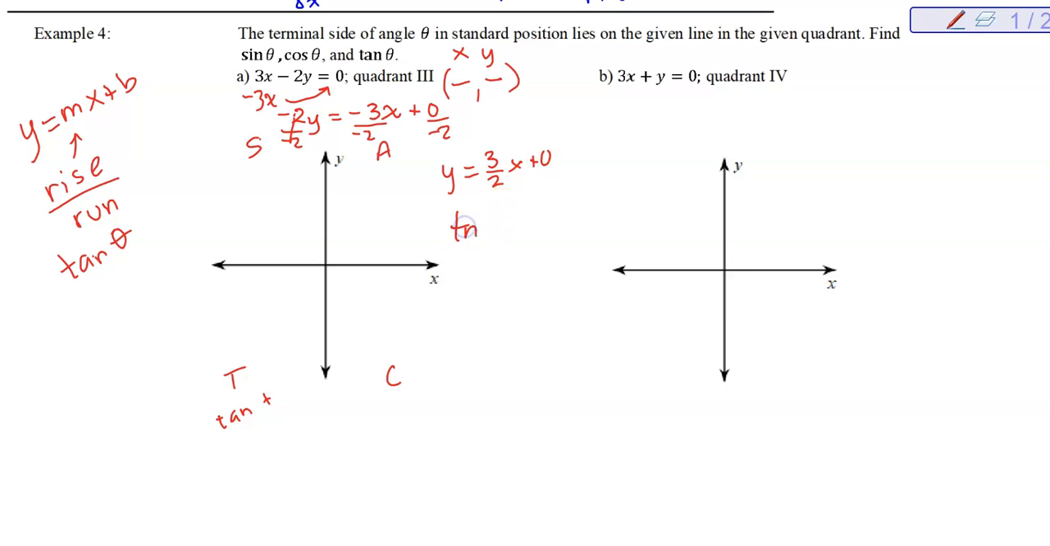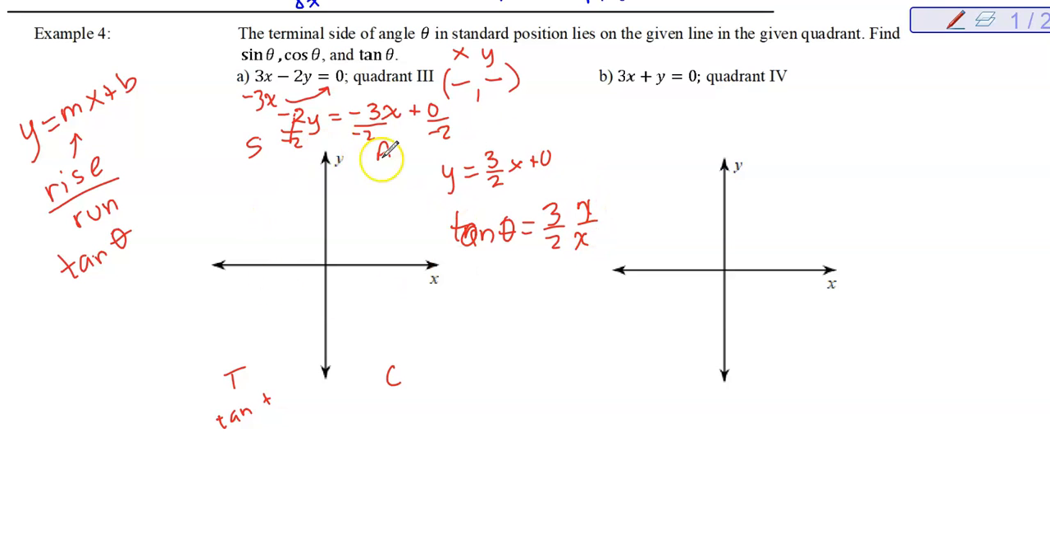So tell me, what's the tangent of theta? 3/2. Right? It's the slope. So this is my x, this is my y, and this is my x. Change in y over change in x.